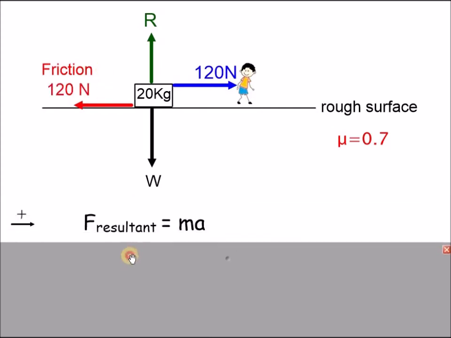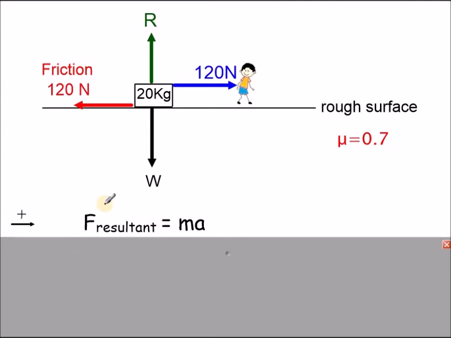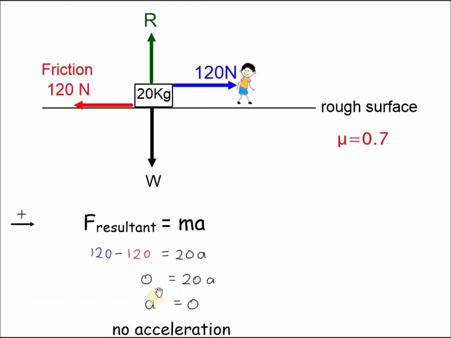Now using F equals ma, we can work out acceleration if there is any. So the resultant force horizontally is 0, so the acceleration is 0. The force applied was not sufficient to overcome friction, so the block doesn't move.